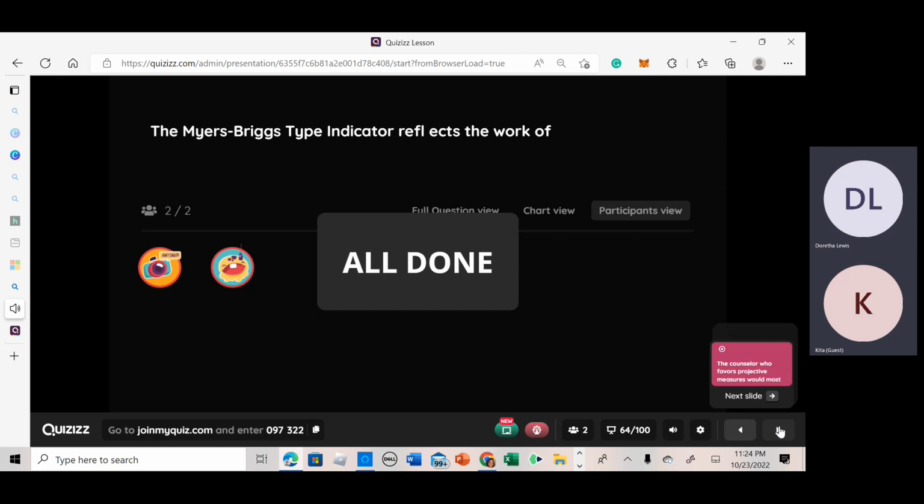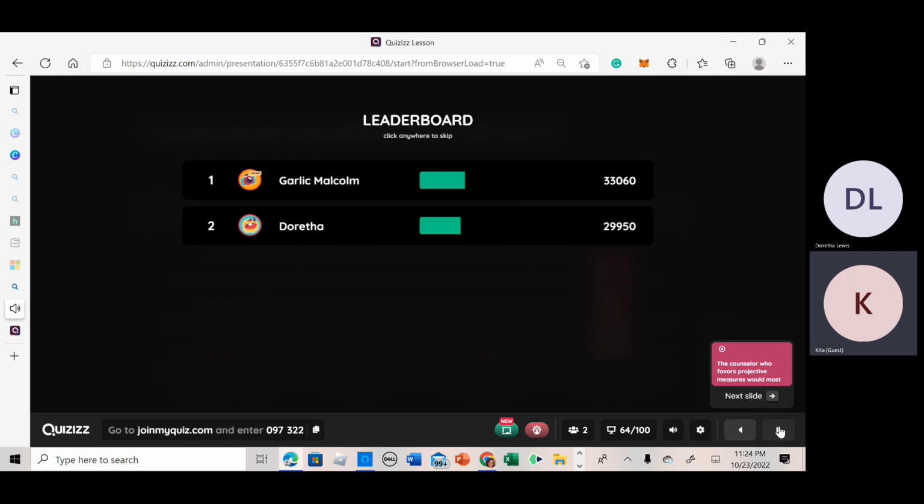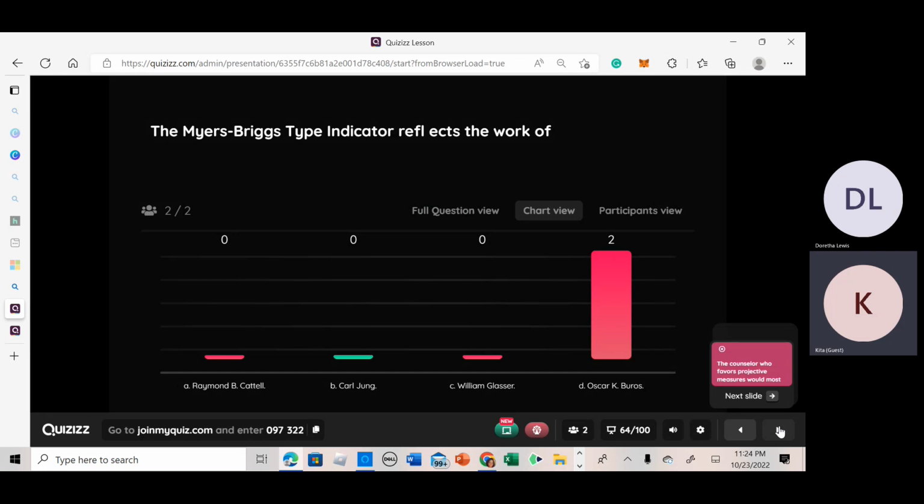The Myers-Briggs Type Indicator reflects the work of Carl Jung. I'm trying to see what explanation it gives on here, but I put it on the tab to add to review.